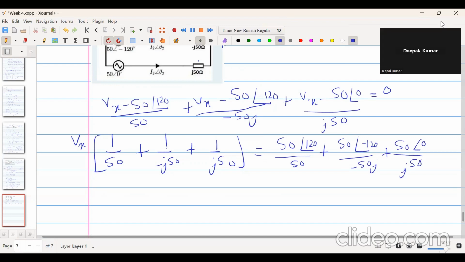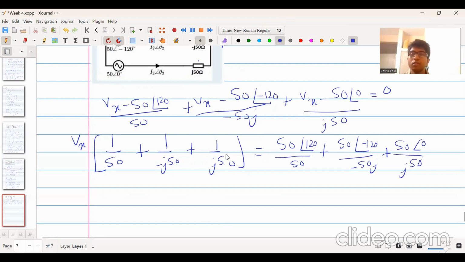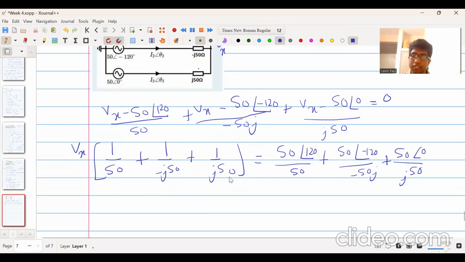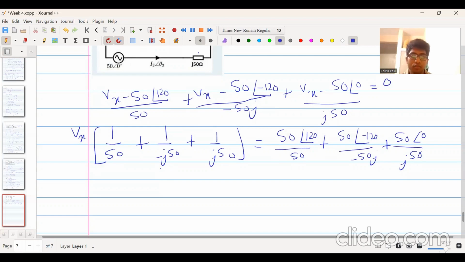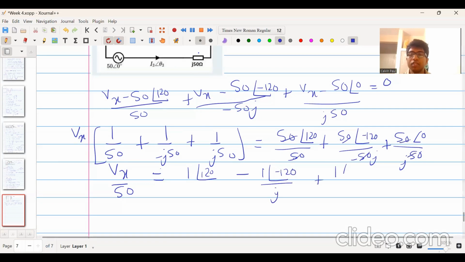Yes, sir. So now we have solved the first sum. In the first sum, when the impedances are equal, it will become 0. Yes, they cancel each other, minus J50 and J50. So it effectively becomes Vx upon 50 is equal to, now this 50 and 50 cancel out, so it becomes 1 at an angle of 120 minus 1 at an angle of minus 120 upon J, 50 and 50 cancel each other, plus 1 at an angle of 0 upon J. Alright?